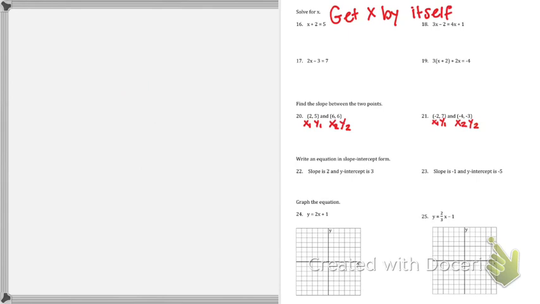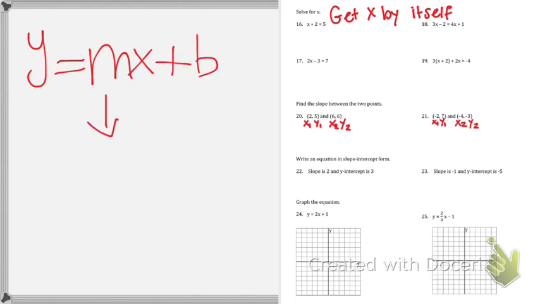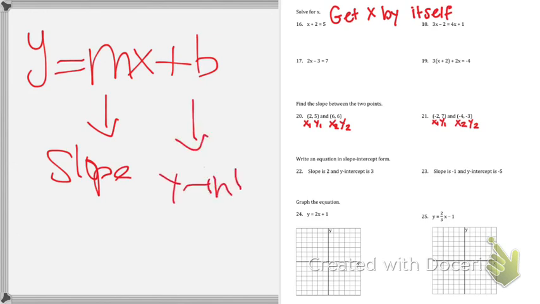Write an equation in slope-intercept form. Slope-intercept form, y equals mx plus b. M is my slope. B is my y-intercept. Right? So, on number 22, it tells us the slope is 2 and the y-intercept is 3. So, you just plug it in. You have no solving. Y equals mx. Well, if the slope is m, then it's going to say 2x. My y-intercept is a +3, so you're just going to attach a +3. Gets no harder.